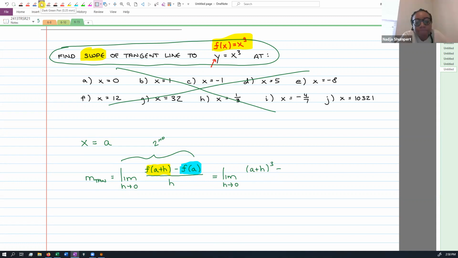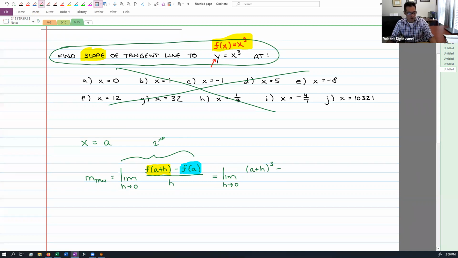If you could repeat? Sorry, it cut out. In the blue here, now we want to do f of a. So plug a into the function, and what would you get? Just a cubed. Okay, and then all of that divided by h.